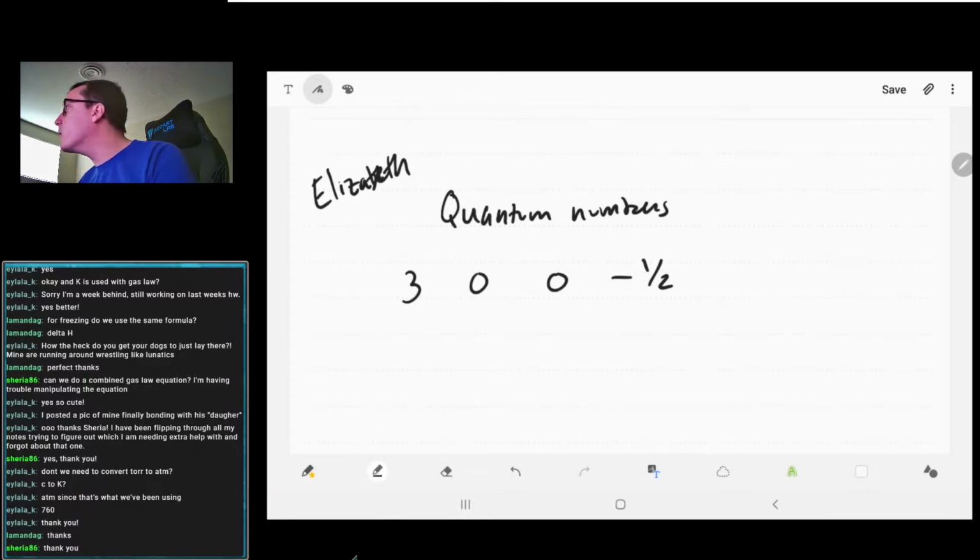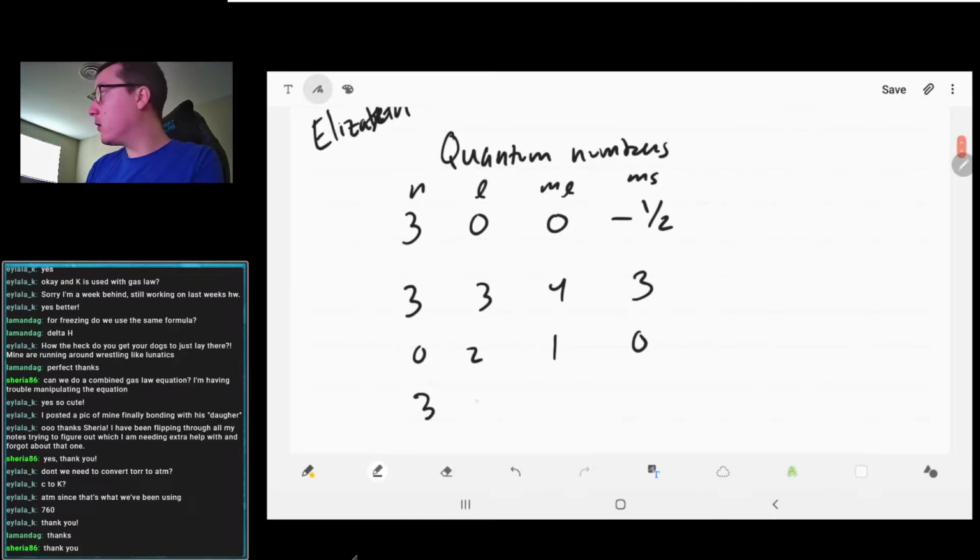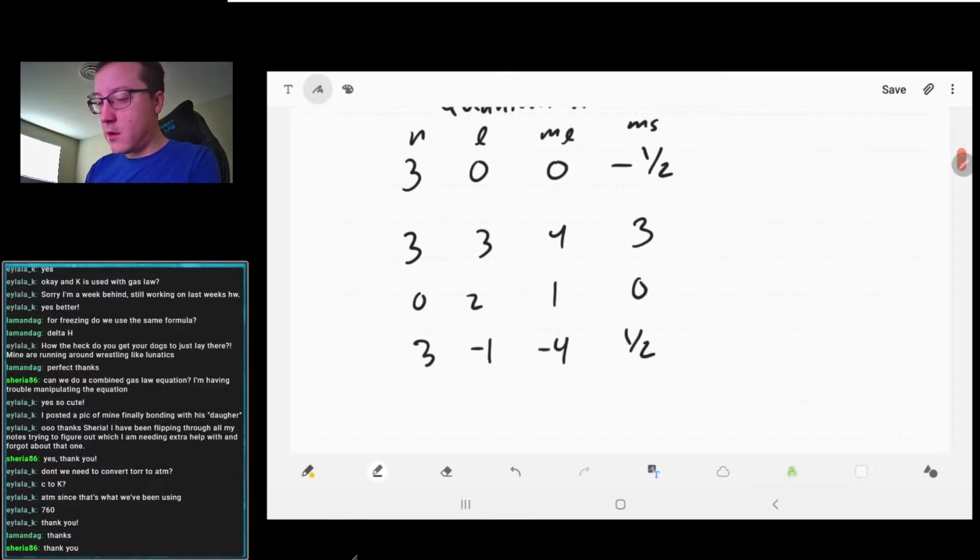I can't even read all of them. There we go. Of course, this is n, l, m_l, m_s. 0, 2, 1, 0. 3, -1, -4, and 1/2. Oh, did I skip one? I did. Well, whatever. 3, -3, 1, and -1/2. Okay.